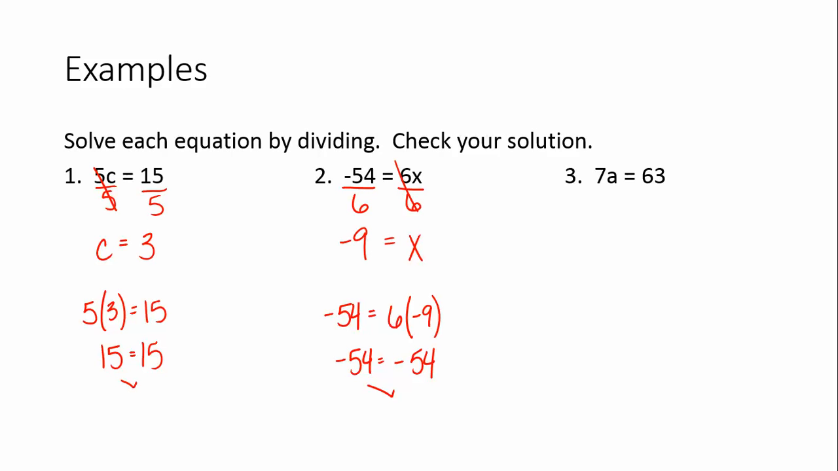Try this last one on your own. See if you can come up with the correct solution and check. So pause the video and then hit play when you're finished. So we want to divide both sides by 7 because we're multiplying by 7. This is the division property. Dividing both sides by the same number keeps the equation equal. 63 divided by 7 is 9. We're going to take 7 times 9 to check our solution. Does it equal 63? 7 times 9 is 63, so it equals 63, and our solution checks out.